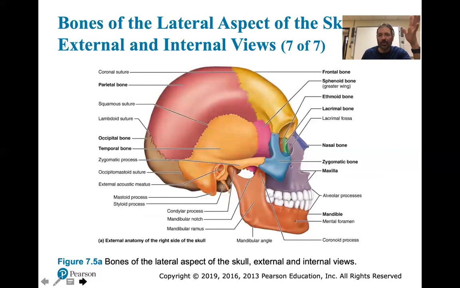All right, so there's a side view showing you all the bones, and just start thinking, I know it's hard and it's a lot, but start thinking about 3D structures, or what is deep to that, that's the outside wall, so what's behind it.